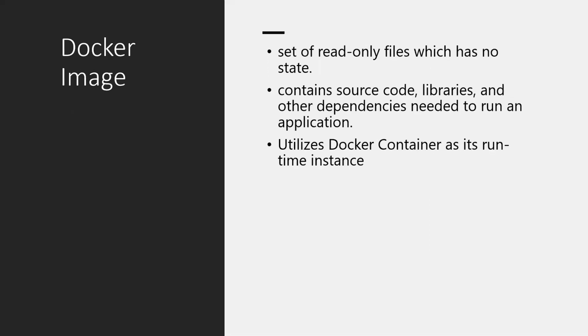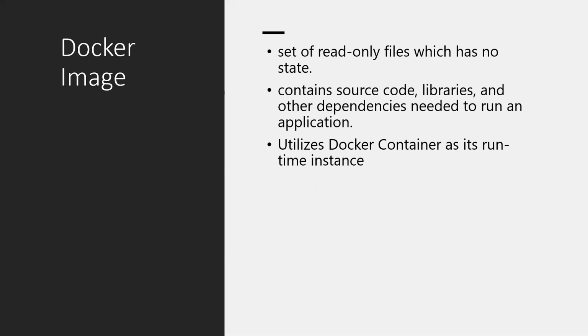A Docker image is a set of read-only files which has no state. It contains source code, libraries, and other dependencies needed to run an application. It utilizes a Docker container as its runtime instance. So you can have many running containers of the same Docker image. A Docker image is like a recipe for a cake, and you can make as many cakes, considered as the Docker containers, as you wish.